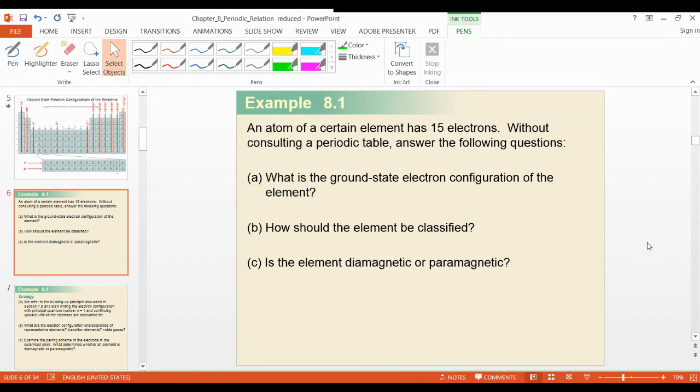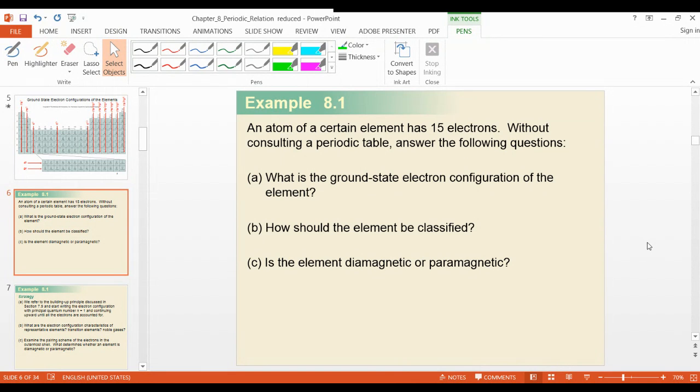Second, how should the element be classified? Now only electrons are given to you, and when you write down the electronic configuration, then you have to look at the last shell as well as subshell. So according to the last shell and subshell, you identify the element.